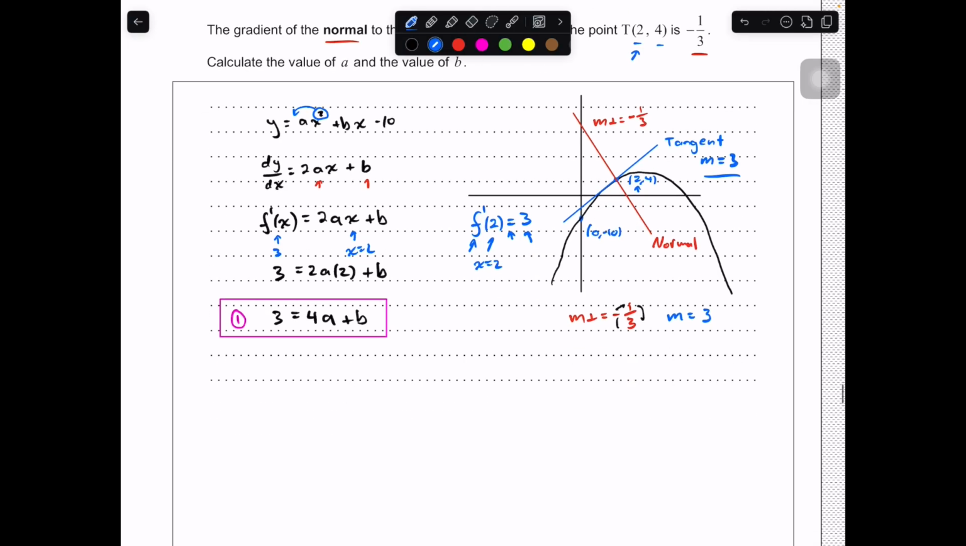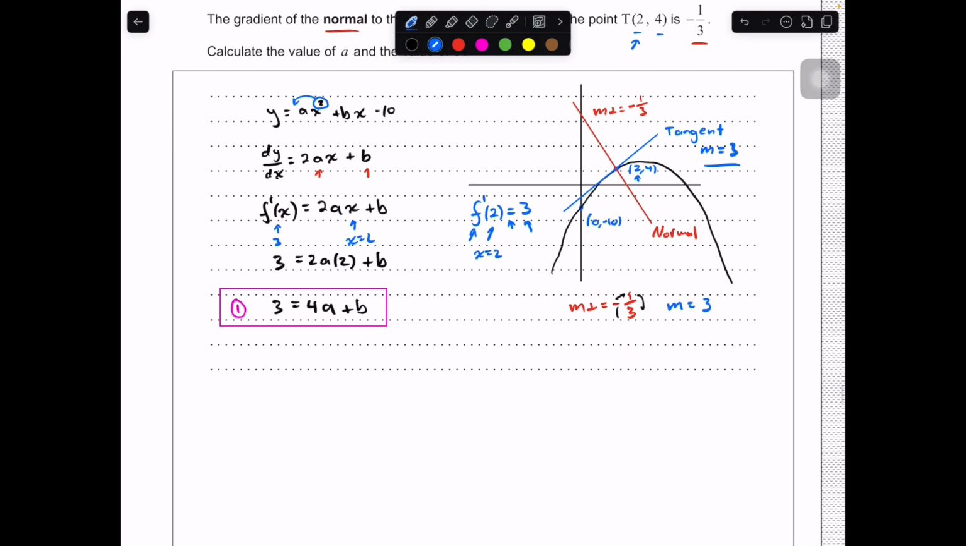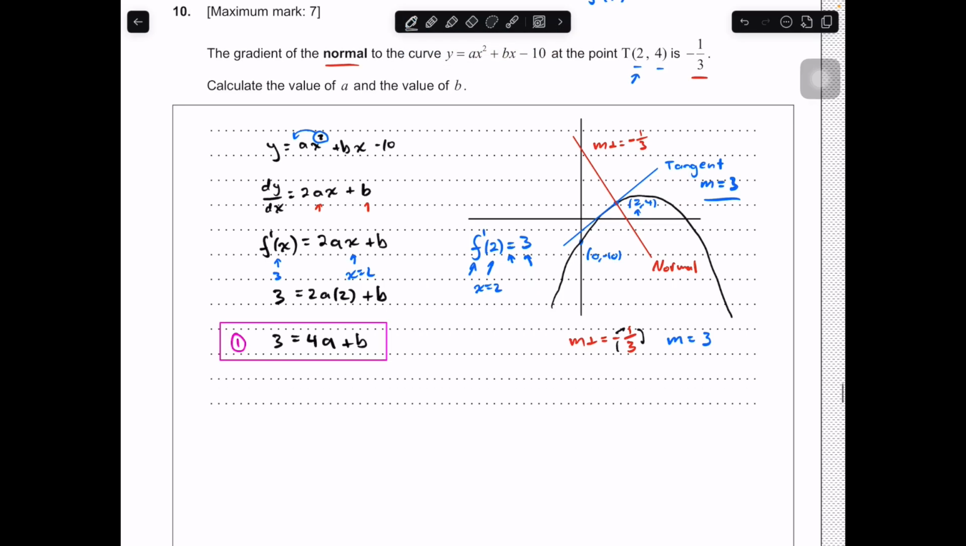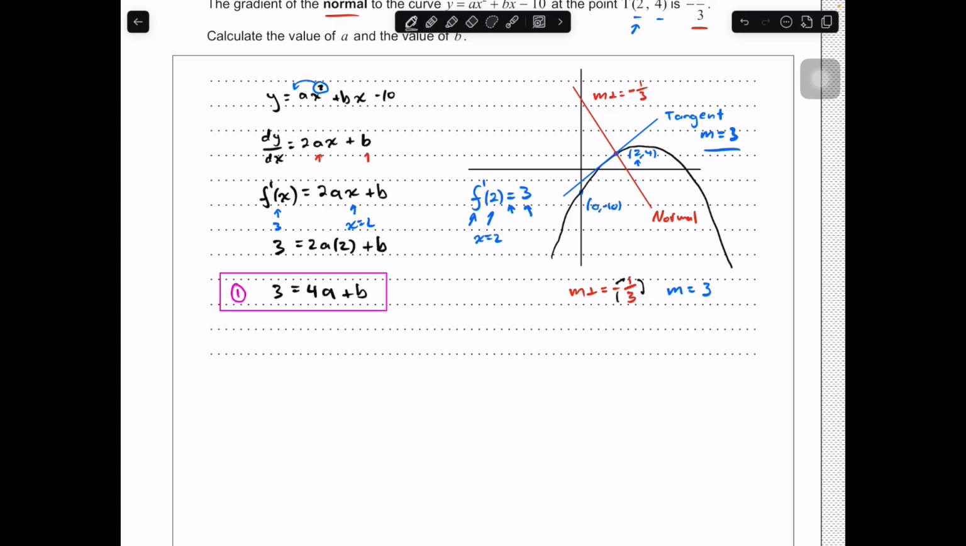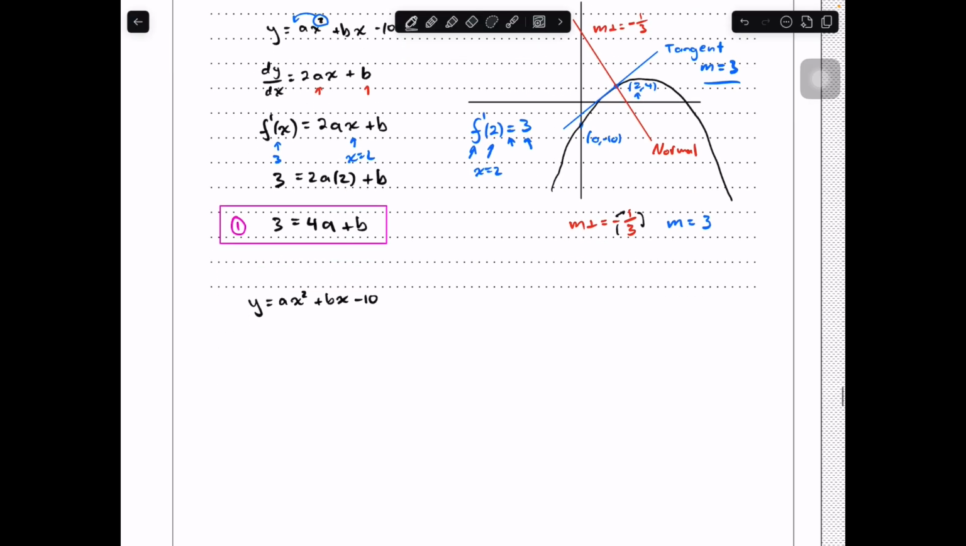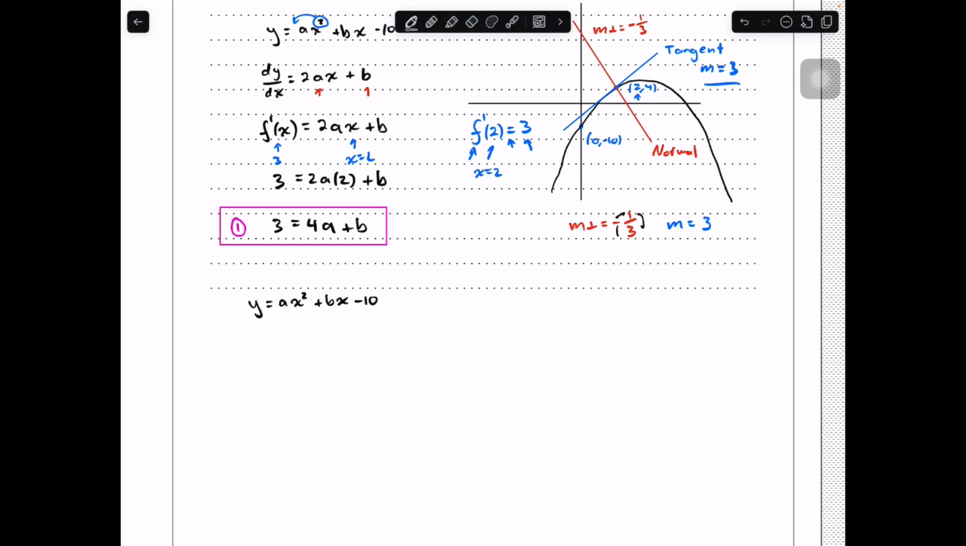So let's go use that second part right here. Make sure I can see it. Y is equal to ax squared plus bx minus 10. Alright. Is that correct? Yes. Okay. And let's put in these values of 2 and 4 once again. So x is equal to 2, y is equal to 4. So here's 4. X is equal to 2. And x is equal to 2 once again, minus 10.